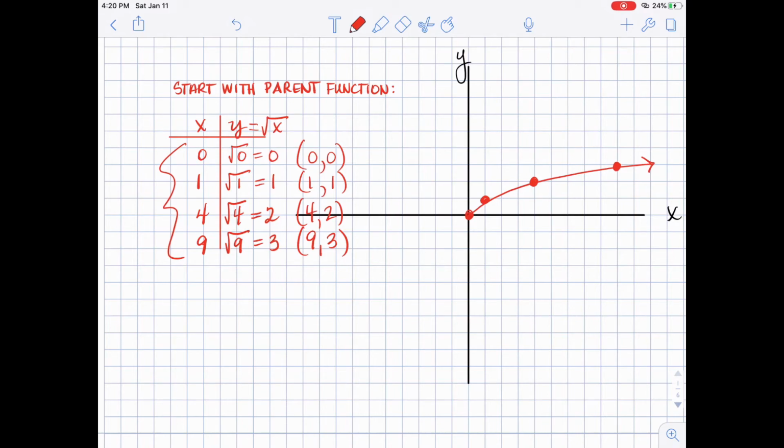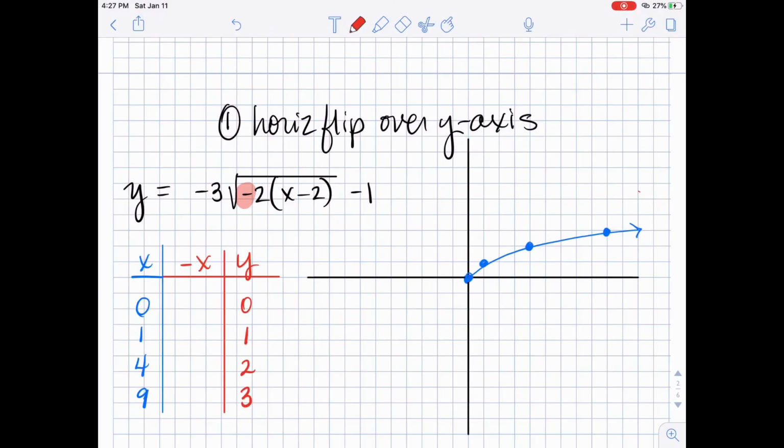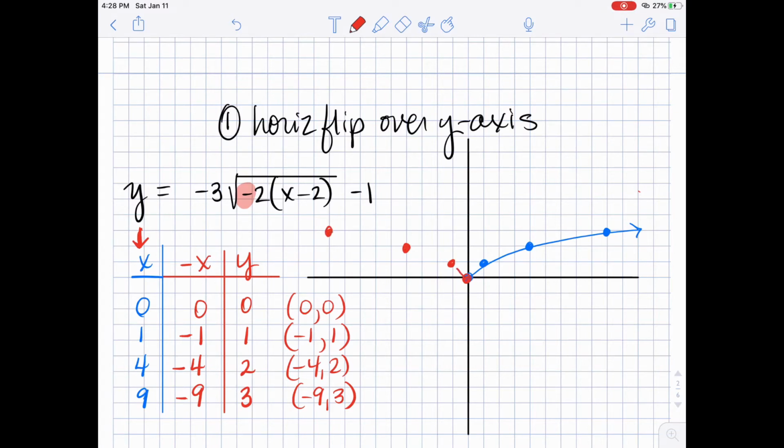Now we're going to repeat these values in the x column for step 1. We are focusing on the negative sign that's inside the function, and we're going to make all the x values negative, or opposite of what they were before. The y values are going to stay the same as the original chart. So our new values are in red, and we're going to graph them in red. Our 4 new points show this horizontal flip over the y-axis that we were expecting.